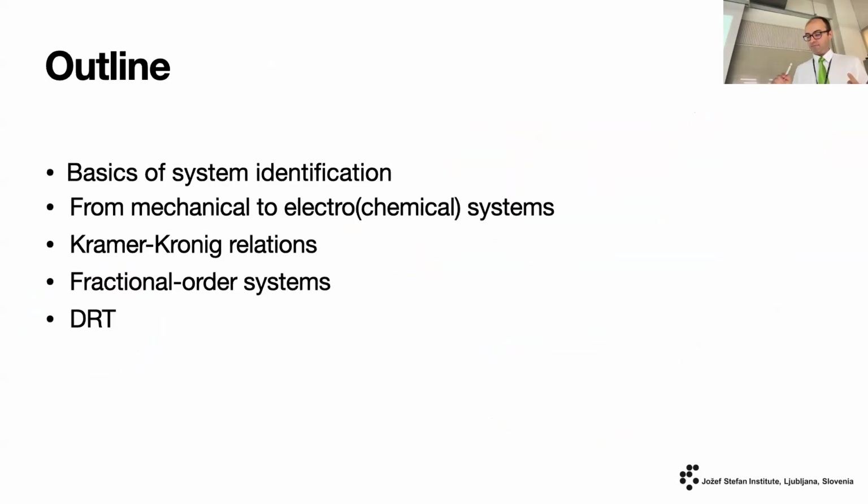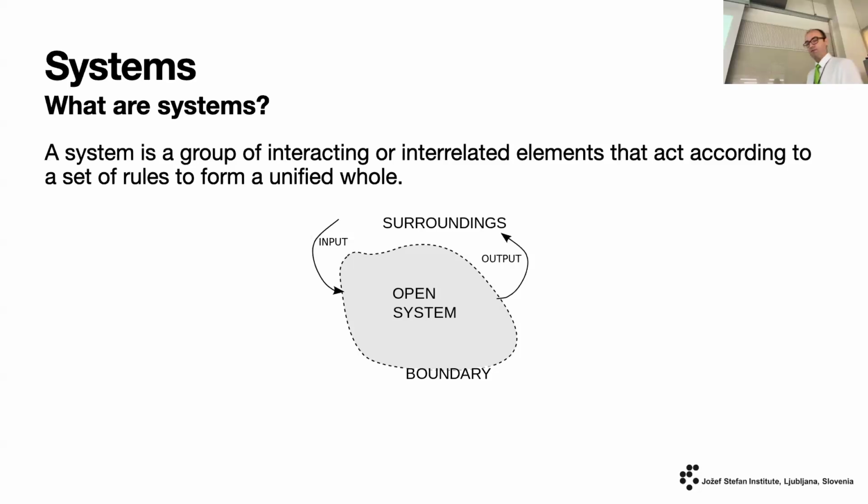So let's go. What are we going to go over today? I'm going to give you the basics of system identification. We are going to move from mechanical to electrochemical systems. I'm going to describe what Kramers-Kronig relations are, where do fractional order systems come from, and basics of distribution of relaxation times.